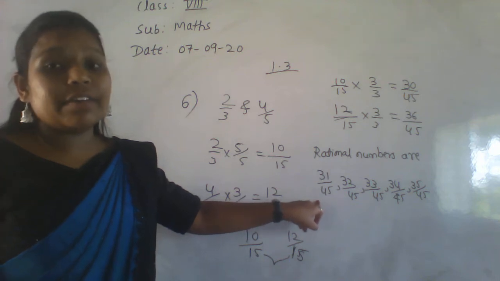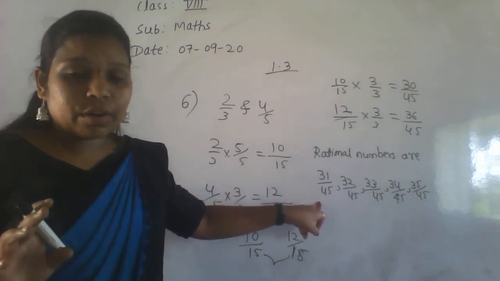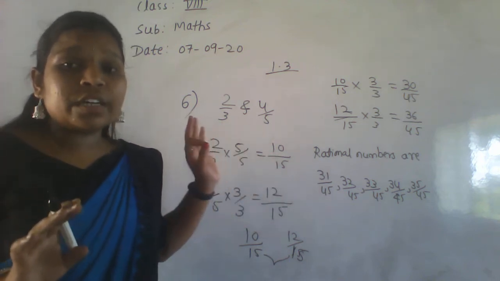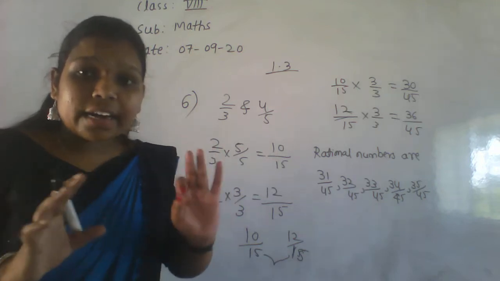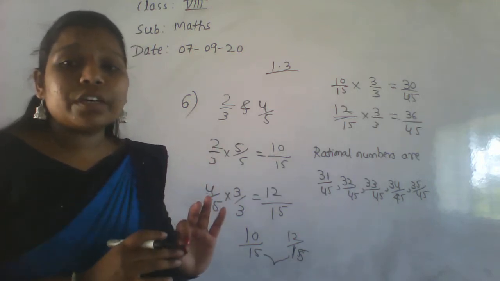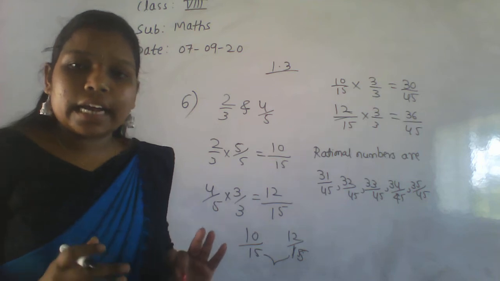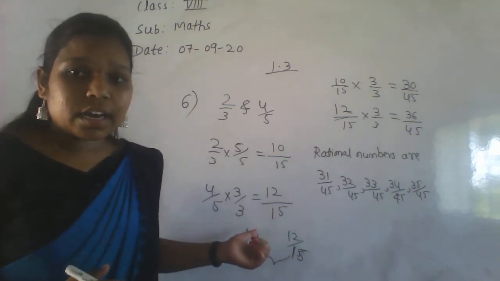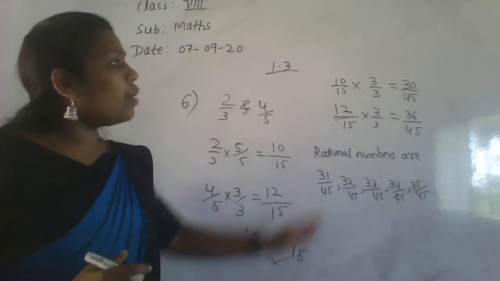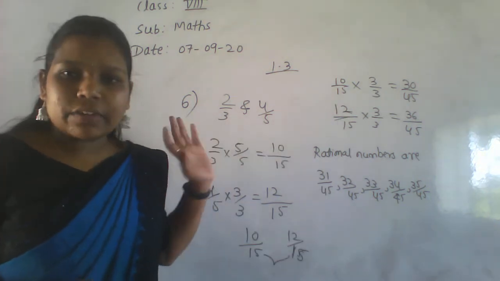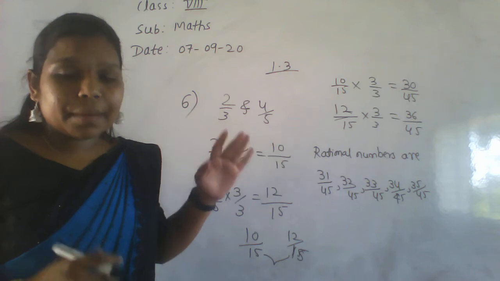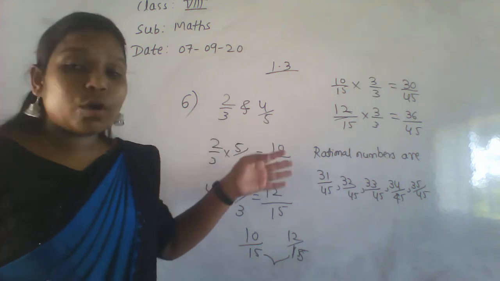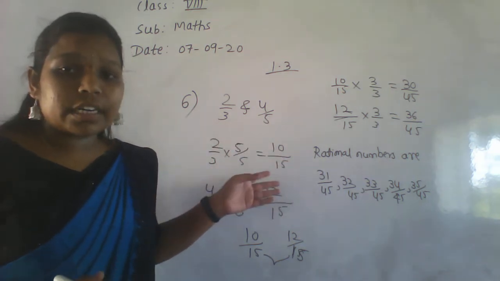If they ask us to write 5 rational numbers, then the difference should be greater than 5. If we have to write 10 rational numbers, then the difference should be greater than 10. If you are not getting that much difference in the numerator, then again we have to do multiplication by any value. Take a bigger number only, then only you will get more rational numbers. Otherwise you will not get more rational numbers.